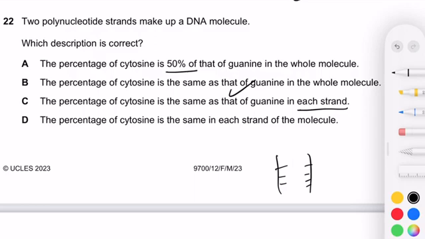That is wrong, because obviously the reason for variation between us is basically the fact that we have different sequences and different numbers of each of the bases, right? And so basically you cannot say that the percentage of cytosine is always going to be the same, okay? So the answer is B.